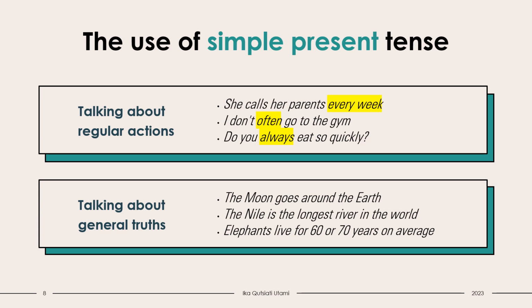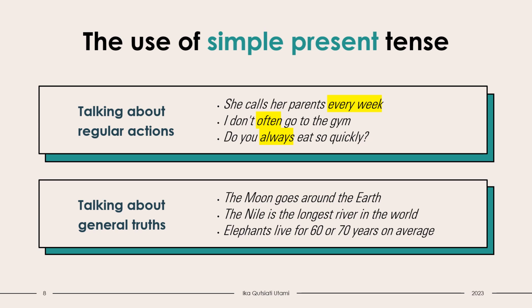Do you know any other ways? Okay, let's look deeper. So the second, we use the simple present tense to talk about general truth. If you want to talk about something which is generally true, you will also need the simple present tense. For example, the moon goes around the earth, the Nile is the longest river in the world, or elephants live for 60 or 70 years on average.